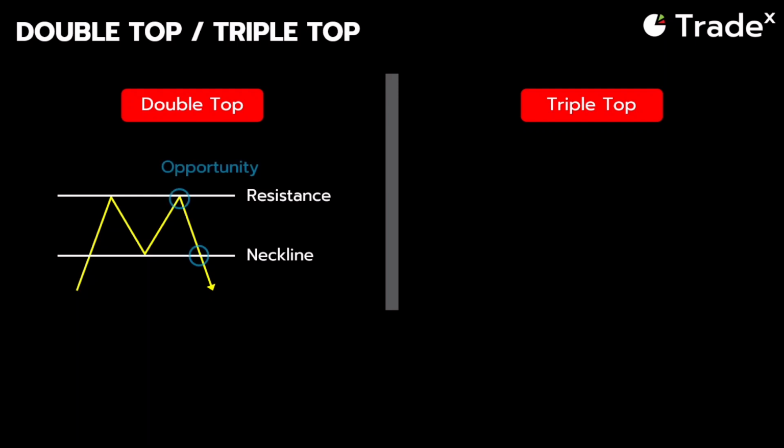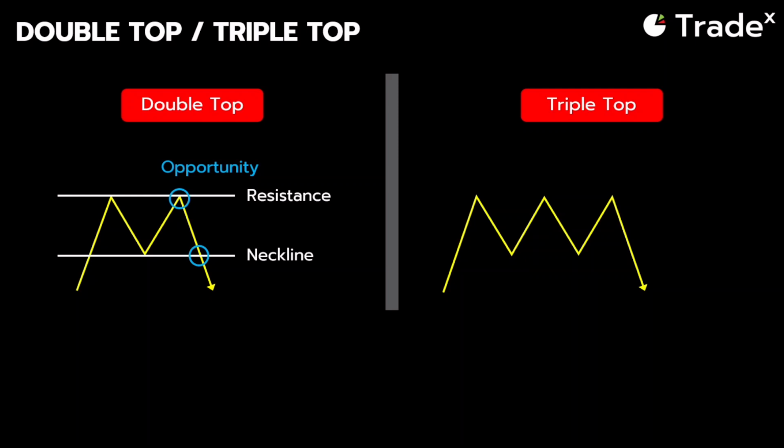Trading opportunities typically emerge after the second peak, as traders often enter positions when the price begins to retreat from the resistance level. The triple top pattern is an extension of the double top, characterized by 3 peaks at similar price levels, separated by 2 troughs.